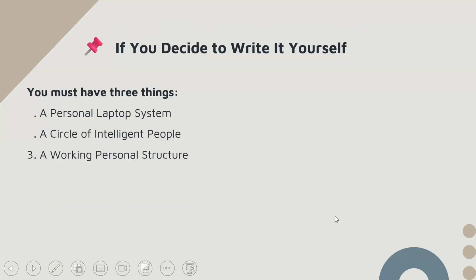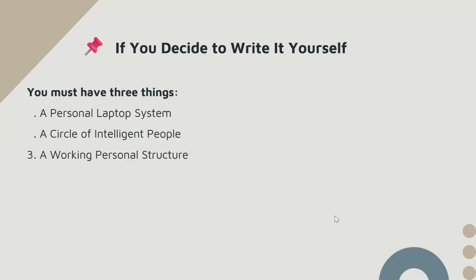So if you decide to write it yourself, you listen. If you decide to write it yourself, you must have three things. Number one, a personal laptop, a regular access to one. Very, very important. Then a circle of intelligent people, and a working pattern structure. I always say it's not feasible for you to write your work yourself if you don't have a laptop. It's not easy to be borrowing a laptop every now and then.